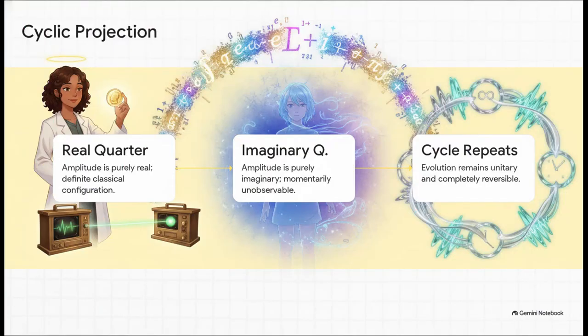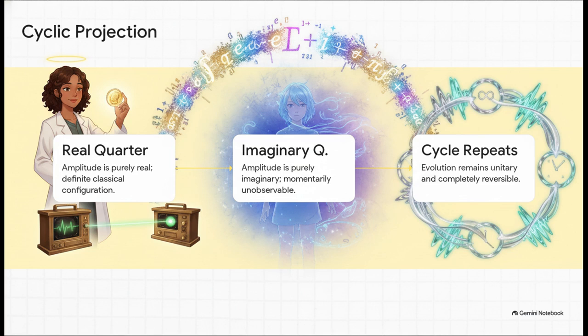Let's move to the mechanics here and see how this builds. Think of Euler's identity acting like a bridge. Step 1, we hit a real quarter. The amplitude is purely real, meaning the system is in a definite classical configuration. It's solid, it's something we can measure. Step 2, the clock ticks 90 degrees to an imaginary quarter. Here, the real projection vanishes. The system becomes purely imaginary and is, momentarily, totally unobservable to our classical instruments.